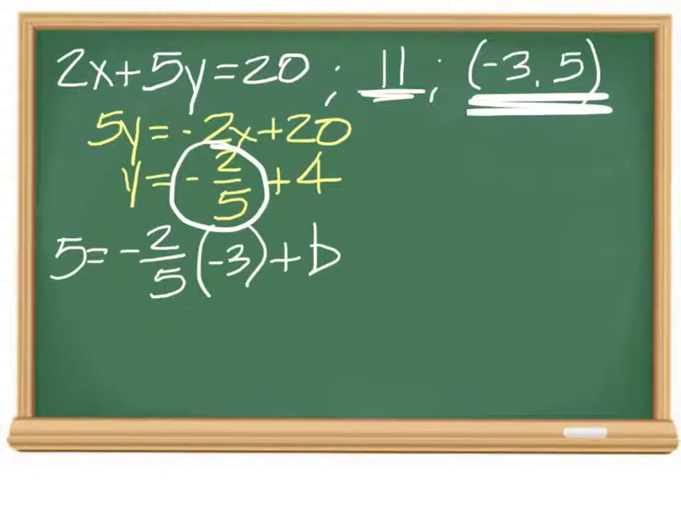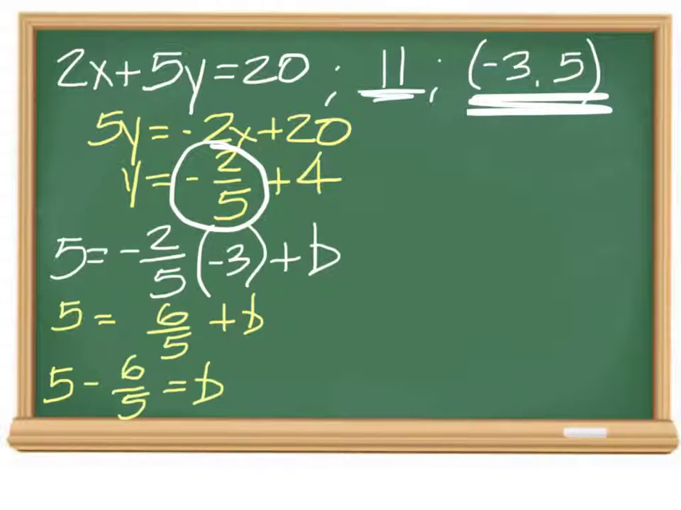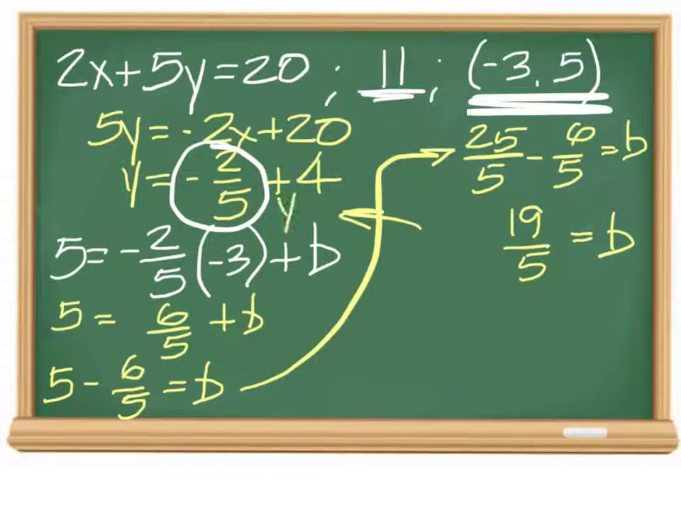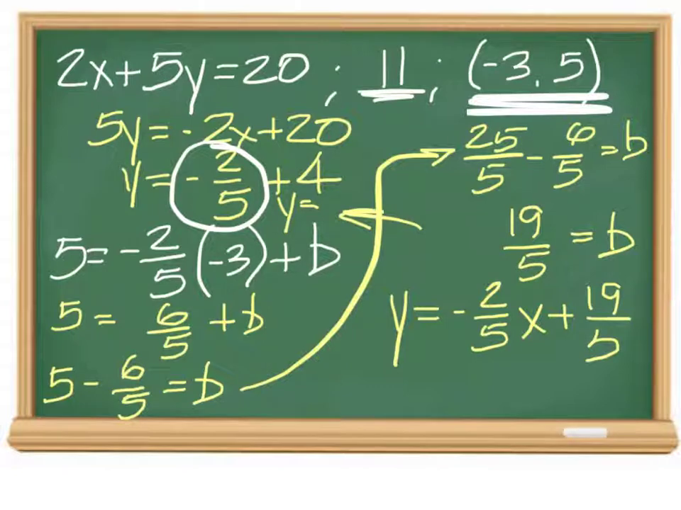And now we have to solve for b. So 5 equals 6 over 5 plus b. Move it to the left, make it minus. And then we need a common denominator of 5. And that would end up being 19 over 5. Plug it in back here where it would be y equals mx plus b, and the m would be negative 2/5. So y equals negative 2/5 x plus 19 over 5.